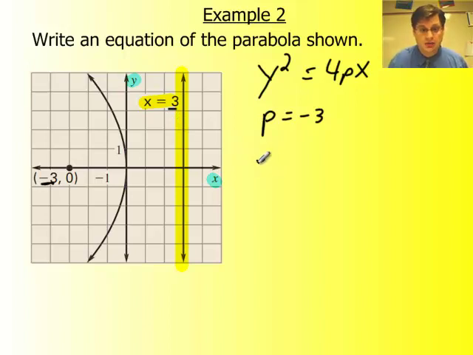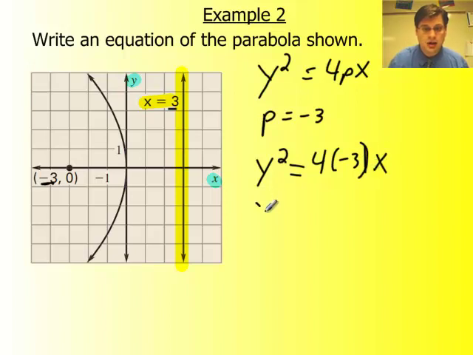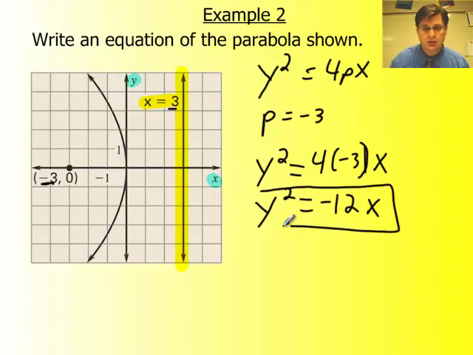So all I have to do is substitute p in, so y squared equals 4 times -3x, and then y squared equals -12x. And that's going to be my equation for that parabola. So that's it. That's how you graph and write equations of parabolas.